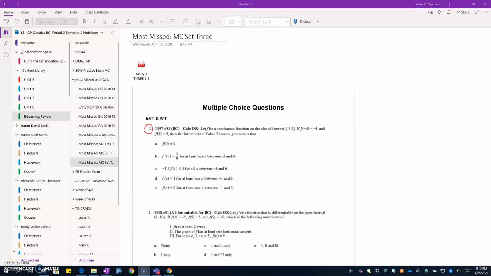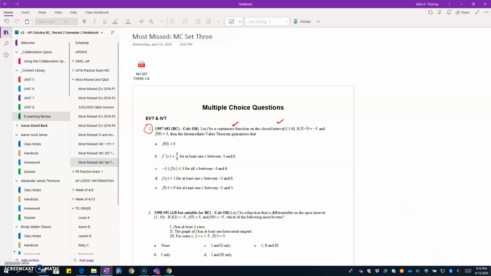Alright, so let's take a look at the most missed questions from multiple choice set 3, big theorems, numbers 1 through 8. So number 1 here was one of the commonly missed ones. This one asks specifically about the intermediate value theorem and what is guaranteed. So first thing we need is a closed interval that's continuous. Alright, we've got both of those, and it's from -3 to 6.